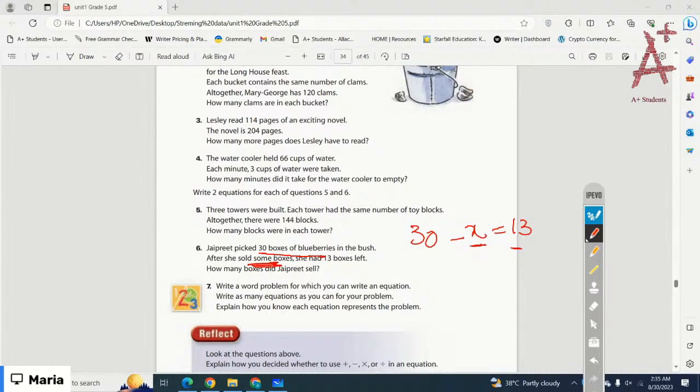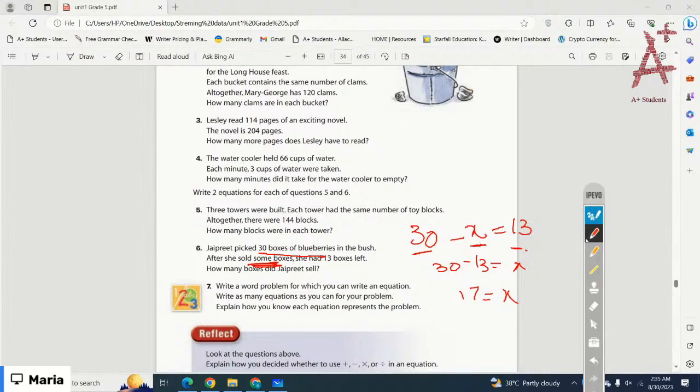So the basic thing is you have to write down the equation. The total boxes are 30. Some of them sold are X. 30 minus X equals 13. Just calculate the value of X, right? On the other side it would be 30 minus 13 equals X. That means 17 boxes sold, and she still has 17 boxes, right?